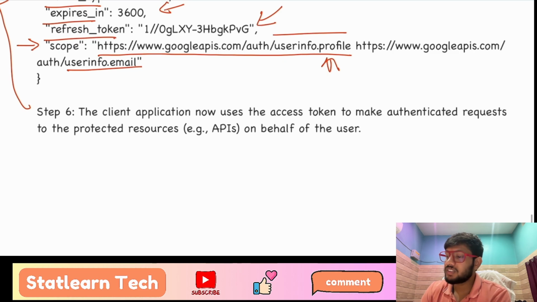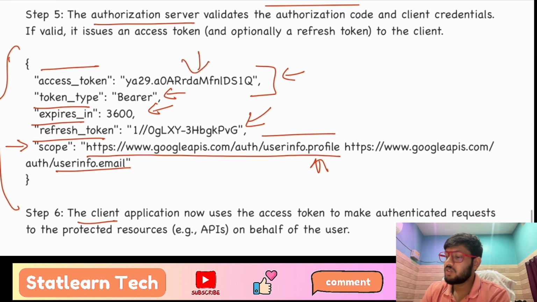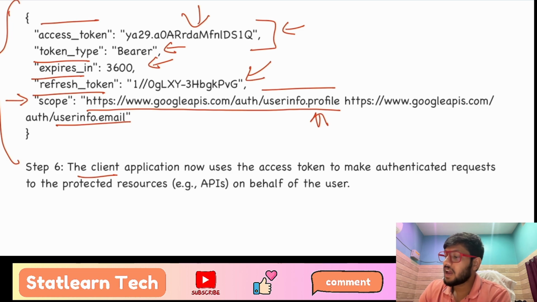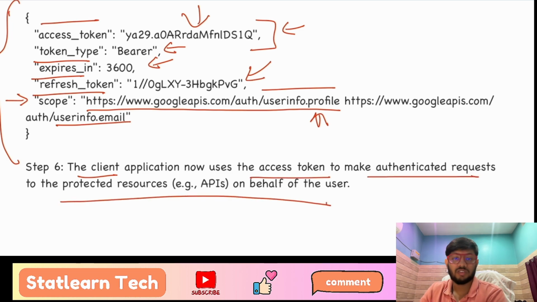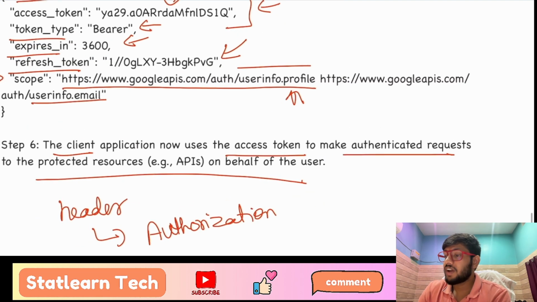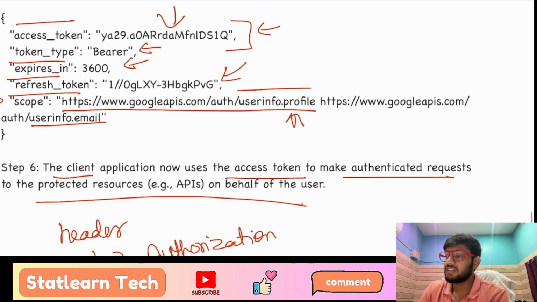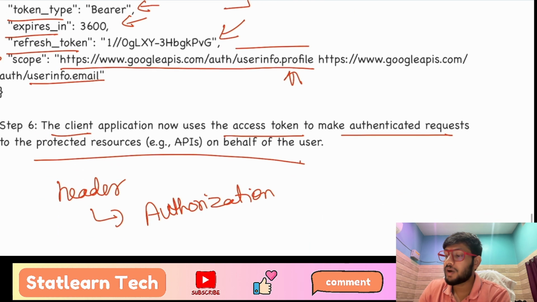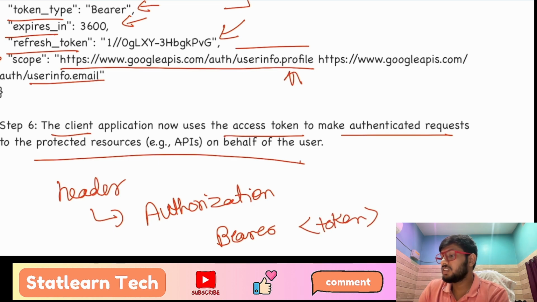Next, this time your client already has your access token. You have the access token, right? You can make use of this access token and actually make an authenticated request to a protected resource server or data. You just need to pass in your header a key called authorization, and the value will be your access token. And since this access token is a bearer token, you have to pass it like Bearer, space, your actual token. Okay, so this is how the complete authorization code grant type works.